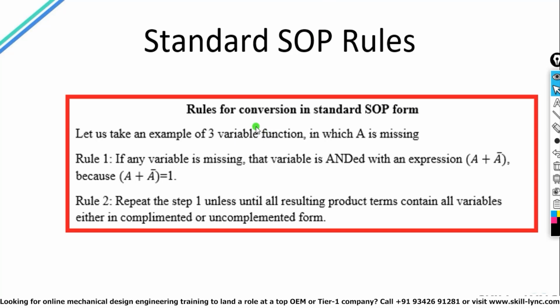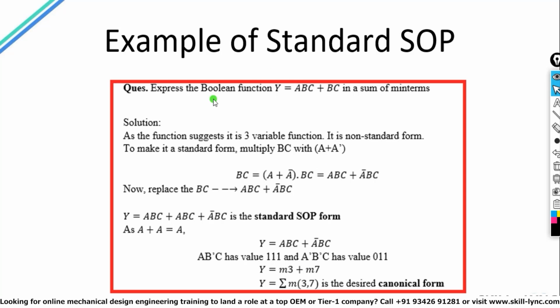So the rule says, first of all see how many variables the function has. Then after checking the number of variables, check each and every term individually, whether it has all the variables or not. If in a term C is missing or B is missing or A is missing, just multiply that term with the missing variable plus the complement of that missing variable. Because we know the rule says A plus A bar equal to 1. So if the missing one is D, it will be a D plus D bar multiplication. Just like this question.